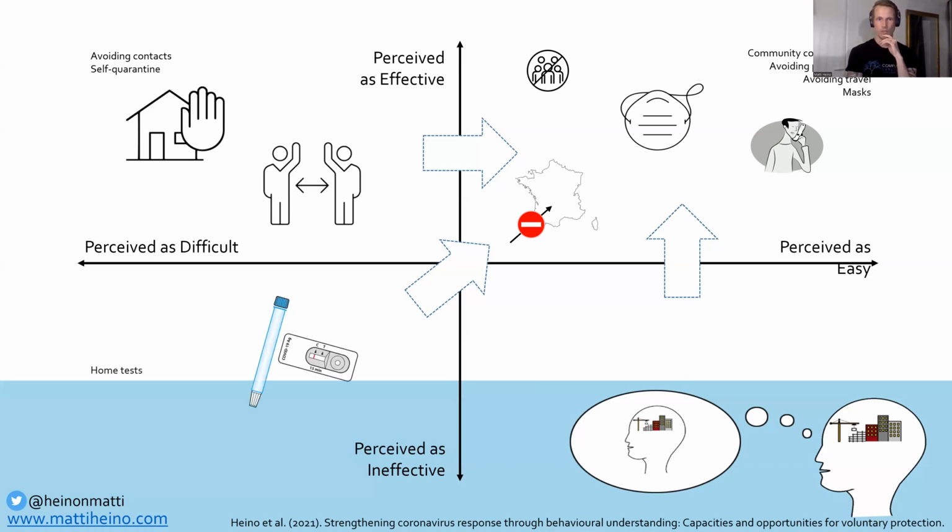A problem we found was with home tests. So this was the autumn of 2021. People thought that, okay, home tests are both ineffective, unreliable, and very difficult to do.